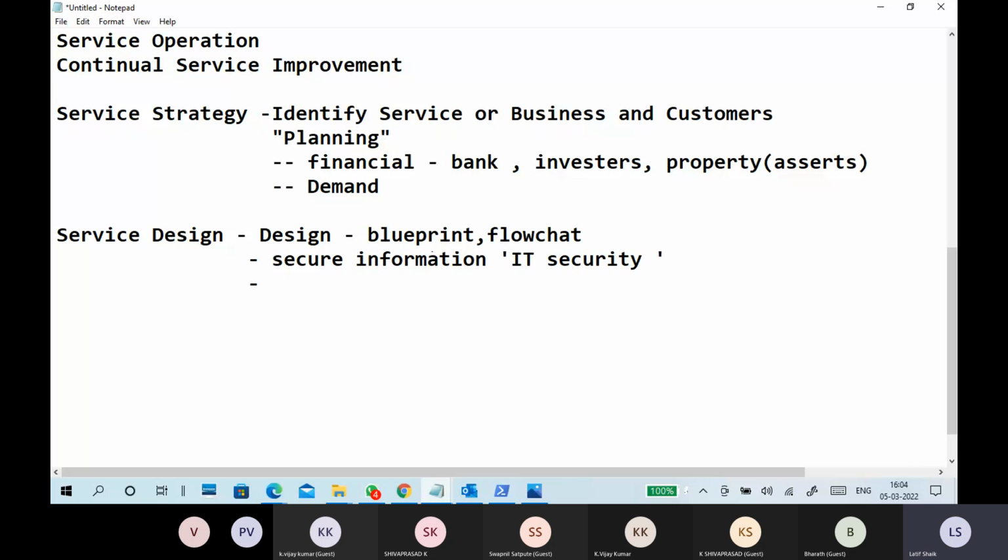That's information security. Secure your information or design, whatever it is. So that is IT security, or information technology security, or information security. Secure your design. Then required changes as per your requirement, you can change it, and design.